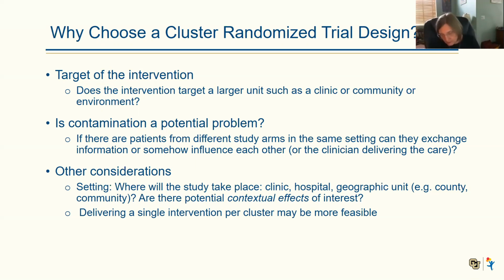Other considerations to think about include the setting. Where will the study take place? And in particular is context of interest. And sometimes feasibility drives that decision. Sometimes you're in a situation where you just have to deliver a single intervention to the whole cluster rather than being able to randomize patients and provide more than one intervention in the same setting.